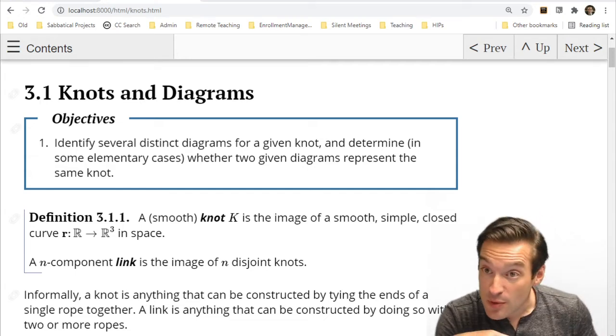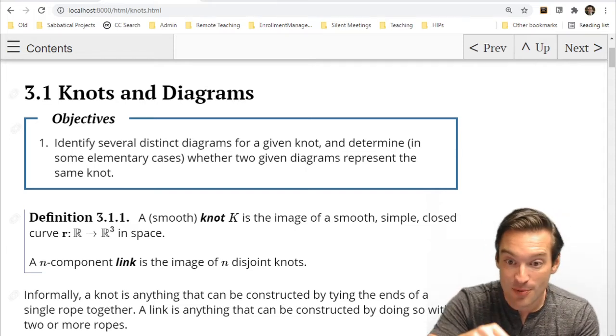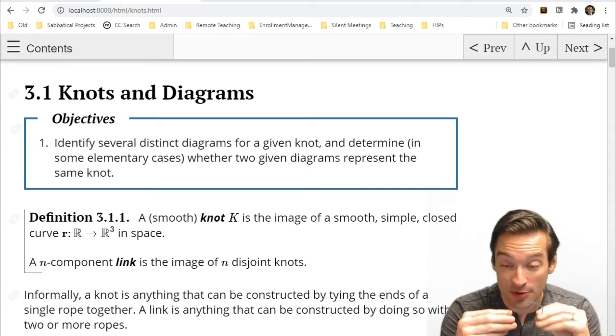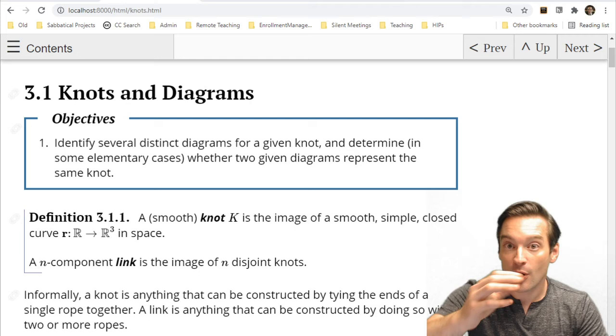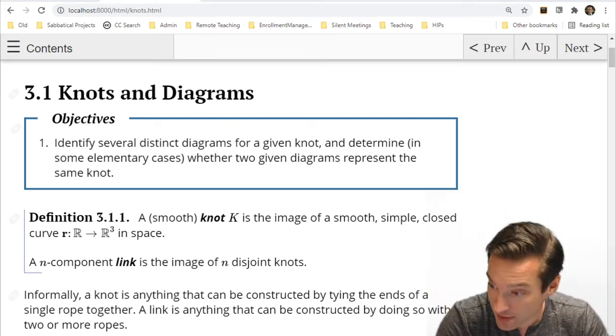First, the word smooth just means that I don't want to have any discontinuities or any kinks or sharp corners. I just want it to be, if you're thinking about calculus, sort of a differentiable curve. So it's just a nice, unbroken, unkinked, unbent curve sitting inside of space.